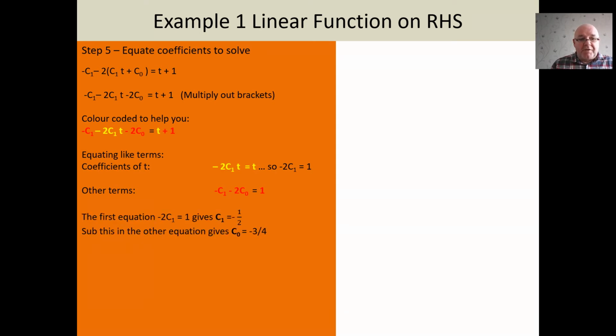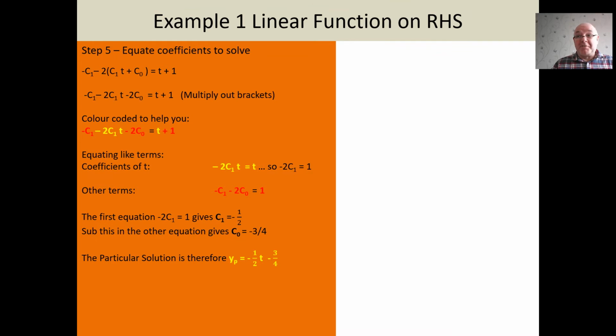Solving that then, the first equation is negative 2c1 is 1, so c1 is negative a half. And if you substitute that into the other equation, negative c1 minus 2c0 is 1, you will get that c0 is negative 3/4. So we know that our particular integral is yp equals c1t plus c0, so it's going to be negative a half t minus 3/4. And that's our particular integral.